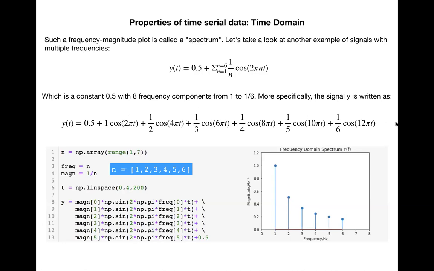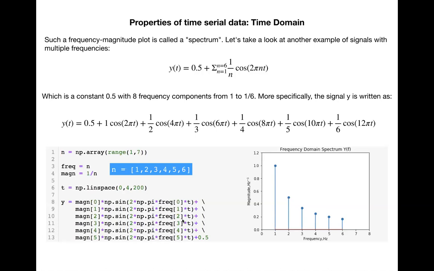If we use Python to generate that, first I generate a NumPy array using the range function down here, so n is a NumPy array from 1 to 6. You can see that the frequency is basically n, and the magnitude is 1 over n. Then I generate a 1D array of time, and generate y in this form, which is basically what I did. You can also use a for loop to do that, which is much easier.